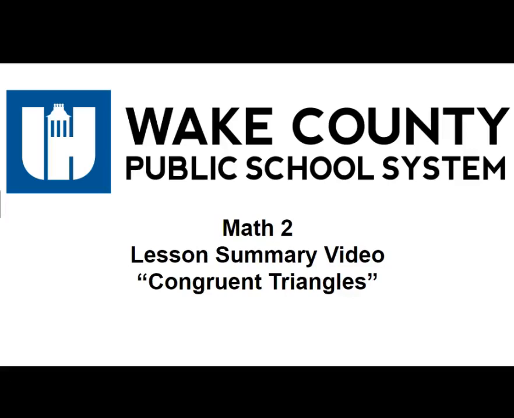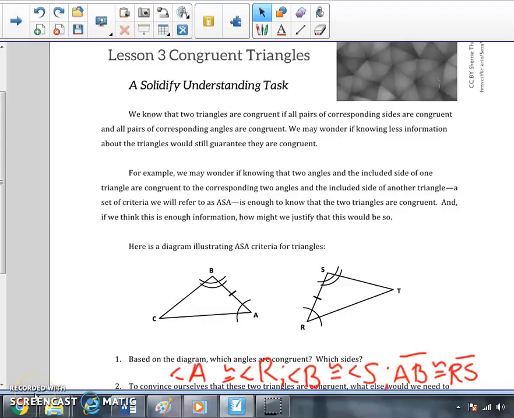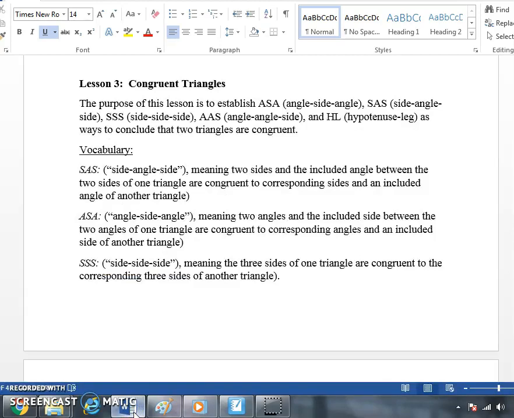This is the Math 2 lesson summary video for the lesson entitled Congruent Triangles. For Lesson 3, Congruent Triangles, in Unit 2, the purpose of this lesson was to establish angle, side, angle; side, angle, side; side, side, side; angle, angle, side; and hypotenuse leg as ways to conclude that two triangles are congruent.